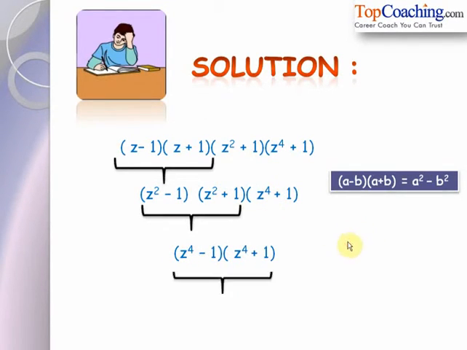Now again, in the next step, we combine these two terms, and using the same identity, what we get is z to the power of 8 minus 1. So this very long expression is actually equal to z to the power of 8 minus 1. So we have simply simplified this expression to a simple form just using the identity (a minus b) into (a plus b) is equal to a square minus b square.